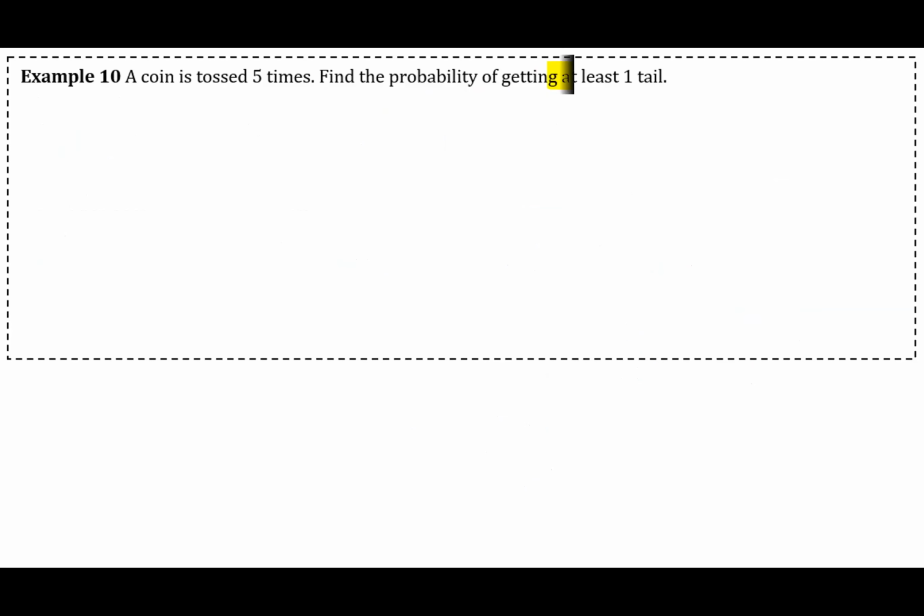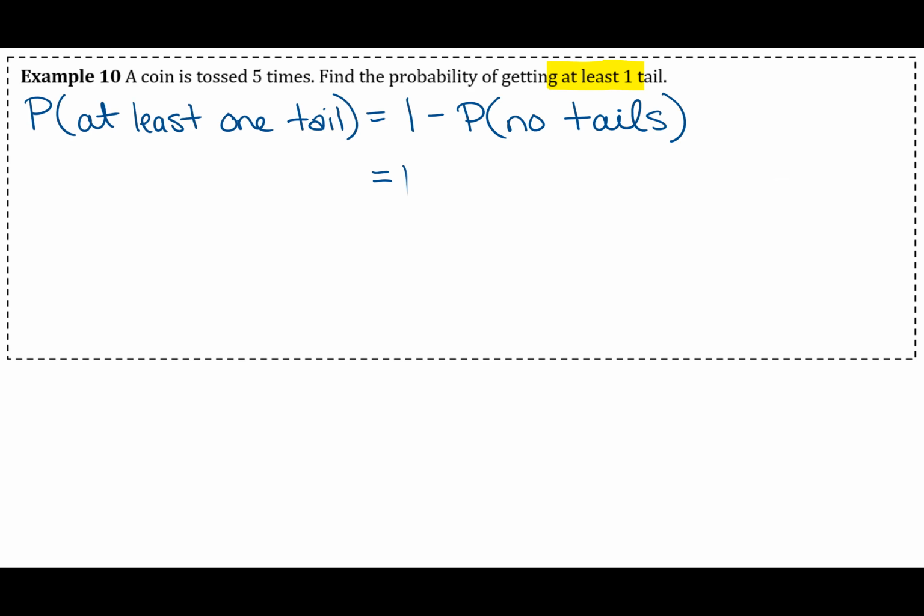Example 10 says that a coin is tossed 5 times. Find the probability of getting at least 1 tail. The probability of getting at least 1 tail is equal to 1 minus the probability of getting no tails. Now I didn't really like saying no tails, so I rephrased it for myself. No tails is the same thing as getting all 5 heads.